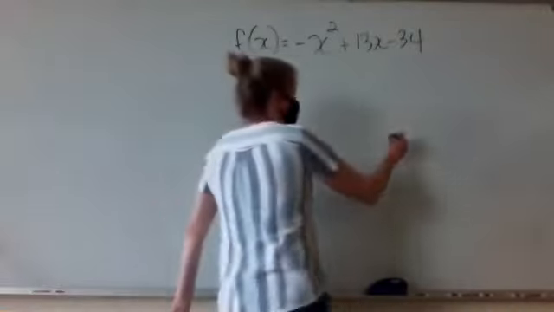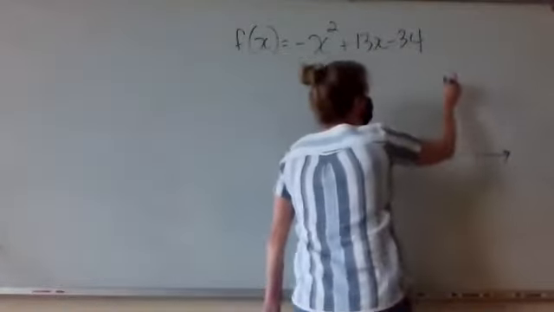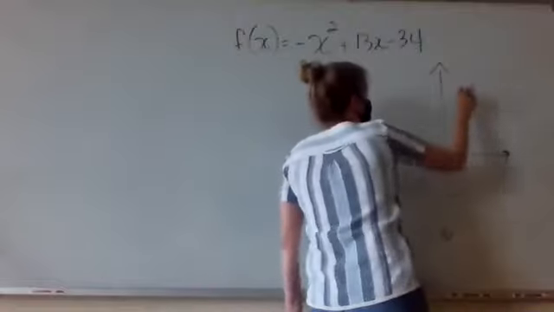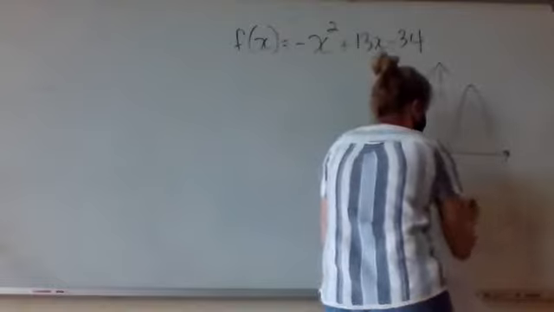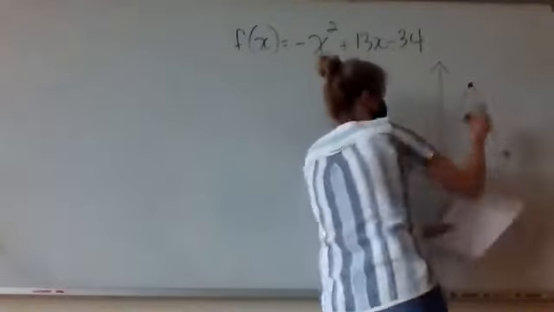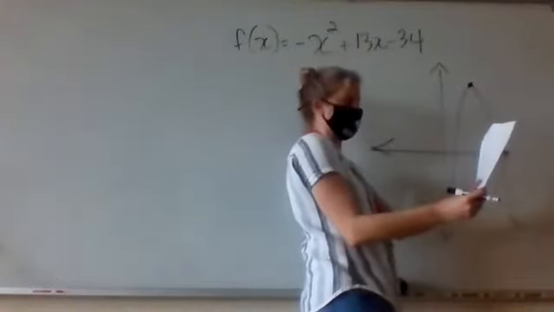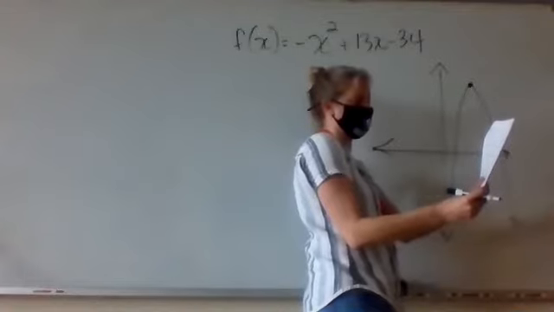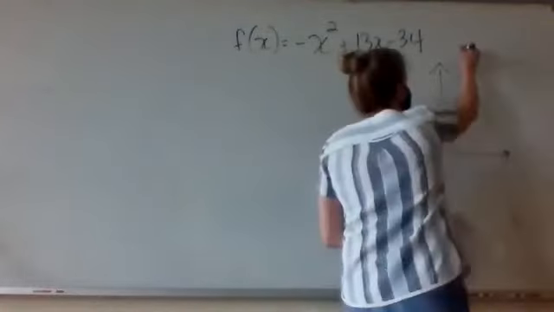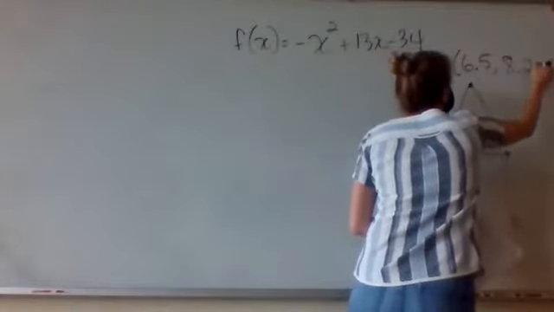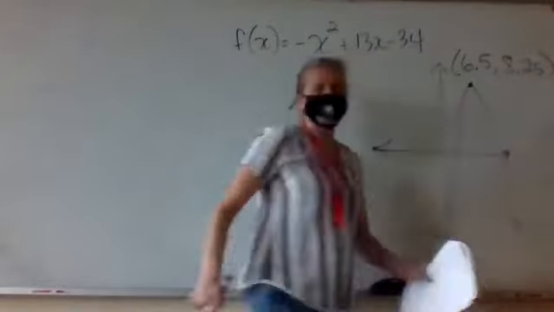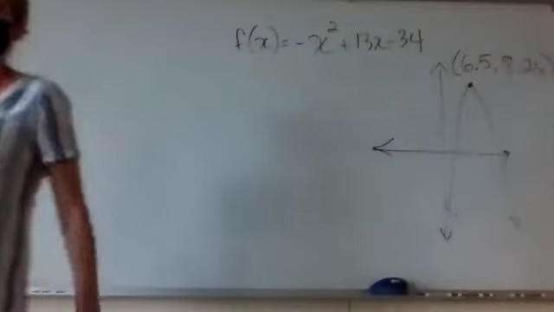So it even draws it out for us, so you don't have to put it in the calculator. It's an upside down parabola. It's got a vertex at the maximum, and it even tells you what that vertex is. It's at 6.5, 8.25. I can use that right there to answer all the questions.